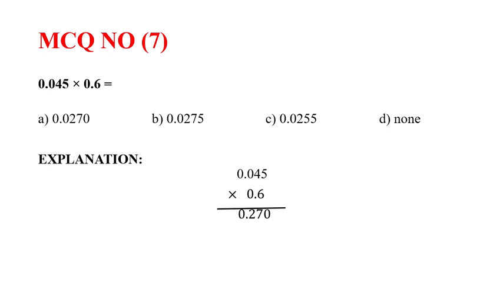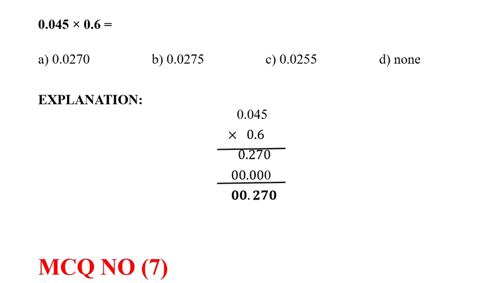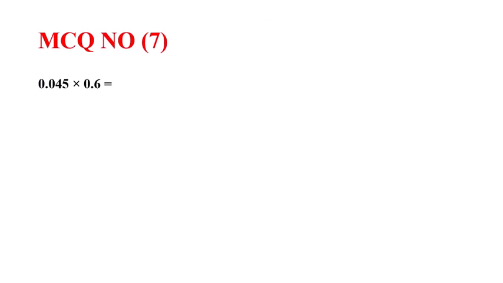Now we multiply with 0. After multiplying with 0 we get 0, 0 and add up these values we get 0.270. So the final answer of MCQ number 7 is A, option is correct, 0.0270.